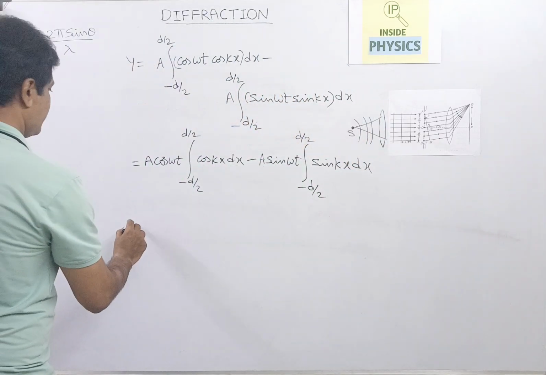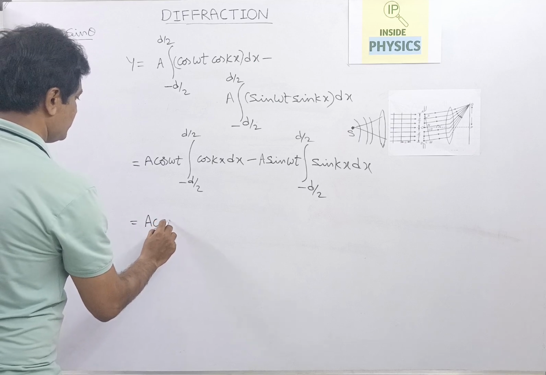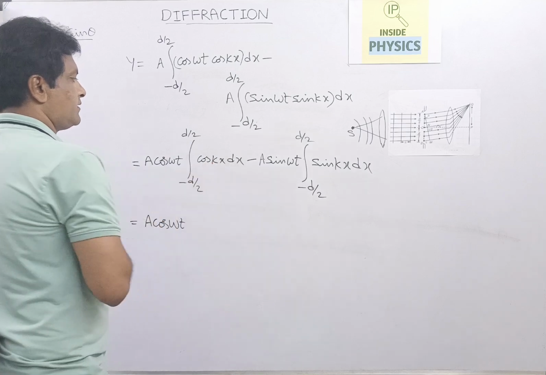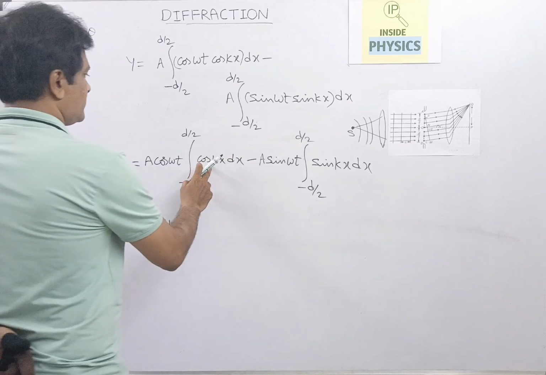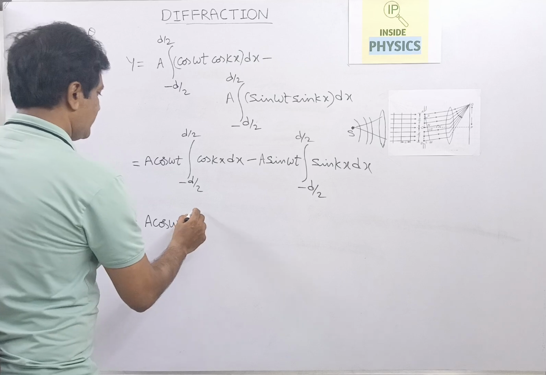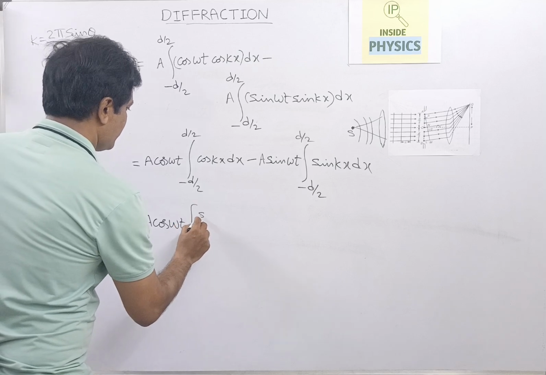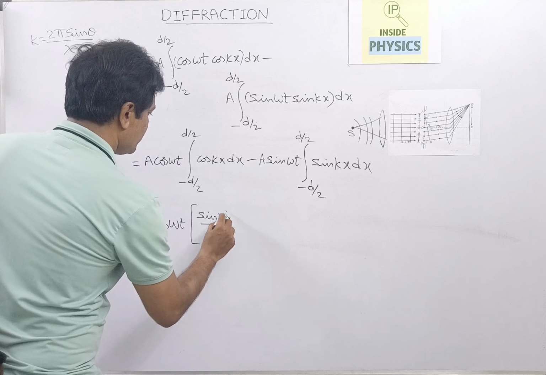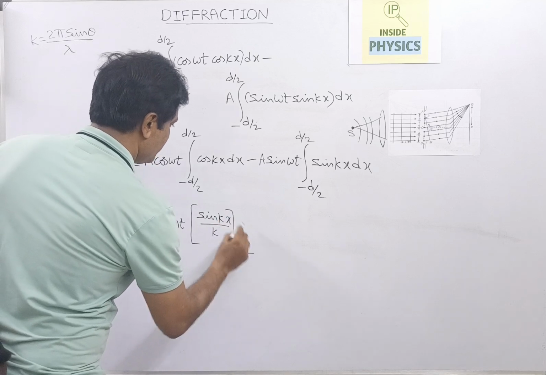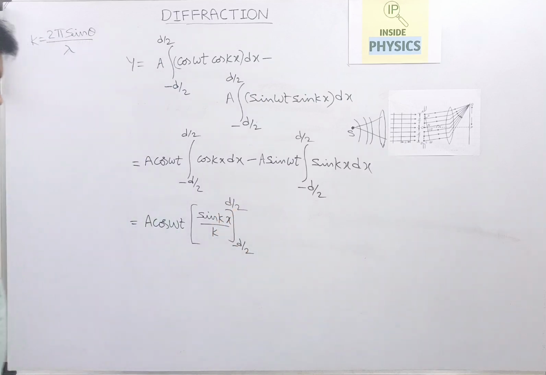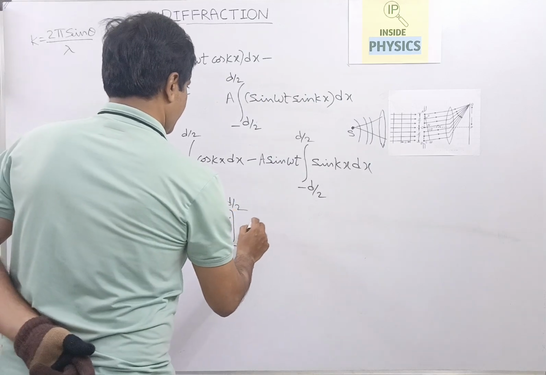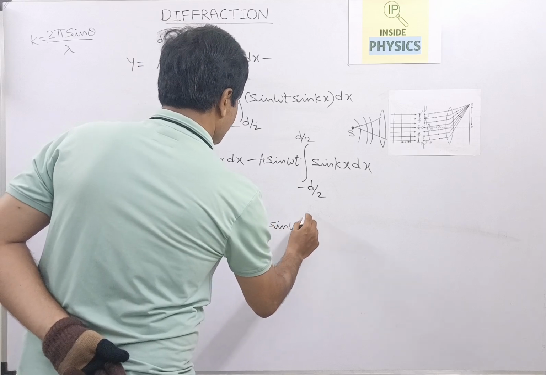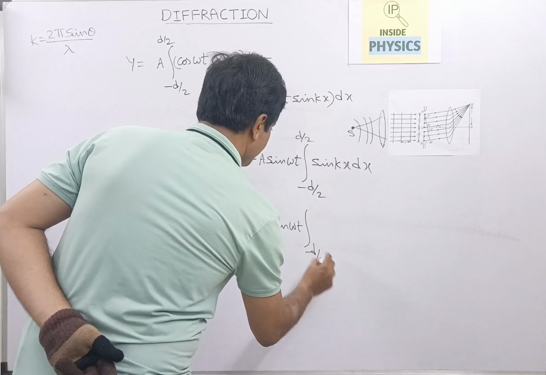So by integrating cos omega t, this cos kx dx will become sin kx by k. After integrating, we will consider the formula and put this in between the limits minus d by 2 to d by 2.